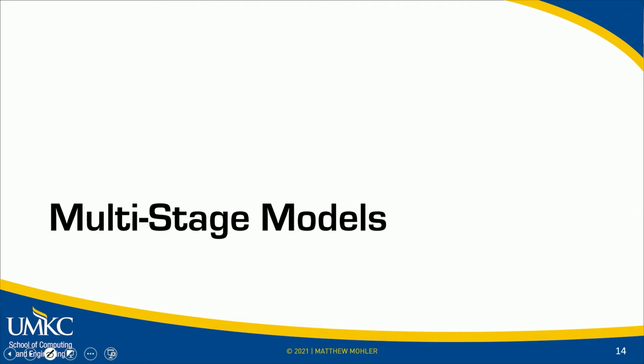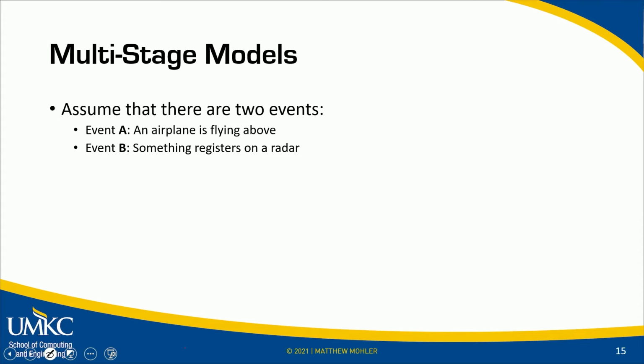So in this section, we're going to look at multi-stage models, and multi-stage models are where we start to put to use the things that we've learned so far over our previous lectures. And to do this, we're really just going to look at an example. So assume that there are two events.